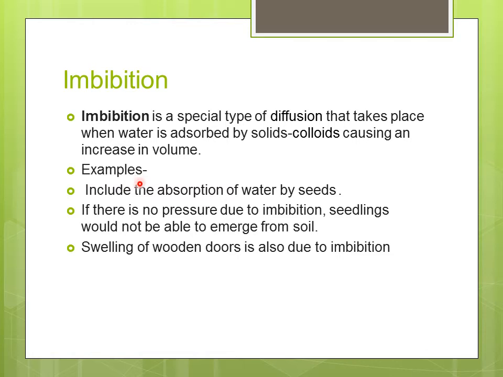Now let us see what the examples are. It includes the absorption of water by seeds. If you soak a few seeds in water, after some time you will see they absorb water and swell up. Now if there were no pressure due to imbibition, what would happen? The seedlings would not be able to emerge from the soil. After absorption of water by the seeds, the seed coat breaks and the seedlings come out. There is such a force, the imbibition pressure, that helps it to emerge from the soil.